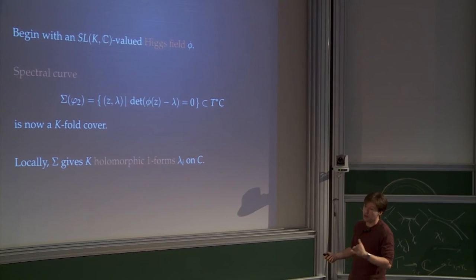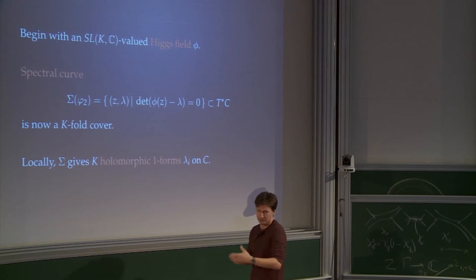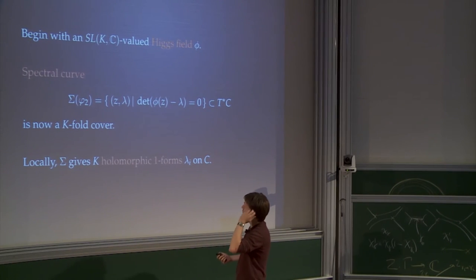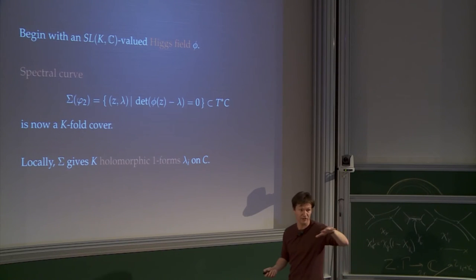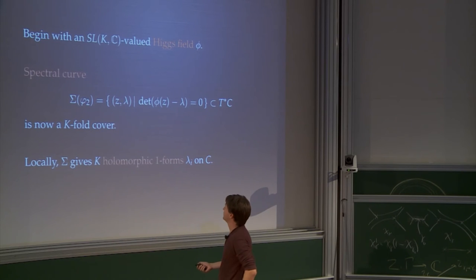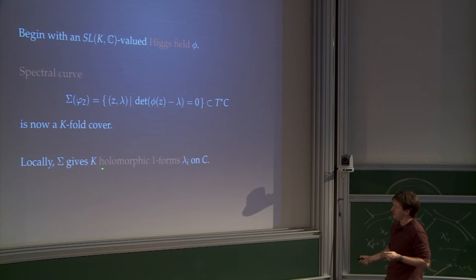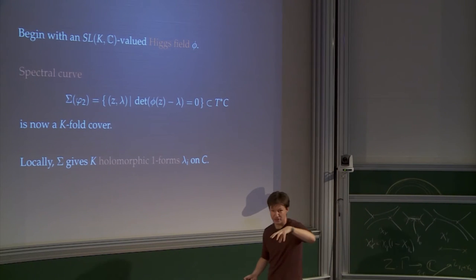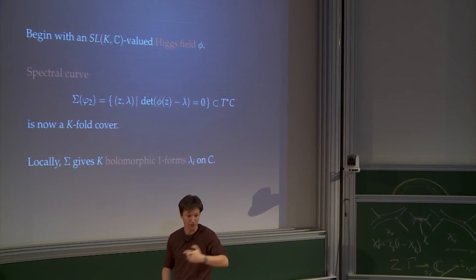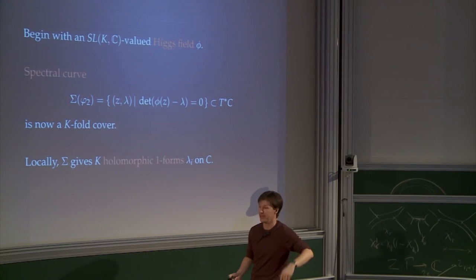So now I'm going to start with the Higgs field, and now make it SLK valued, so just a rank K matrix instead of rank 2. Now I'll define the spectral curve to be, again, parameterized by the eigenvalues of this Higgs field. Locally, the covering is the same as giving k holomorphic one forms. Just take the eigenvalues of the Higgs field. That gives you k one forms which vary holomorphically. Now, globally, they have monodromy, so we don't get k global things. But locally, you have k one forms.